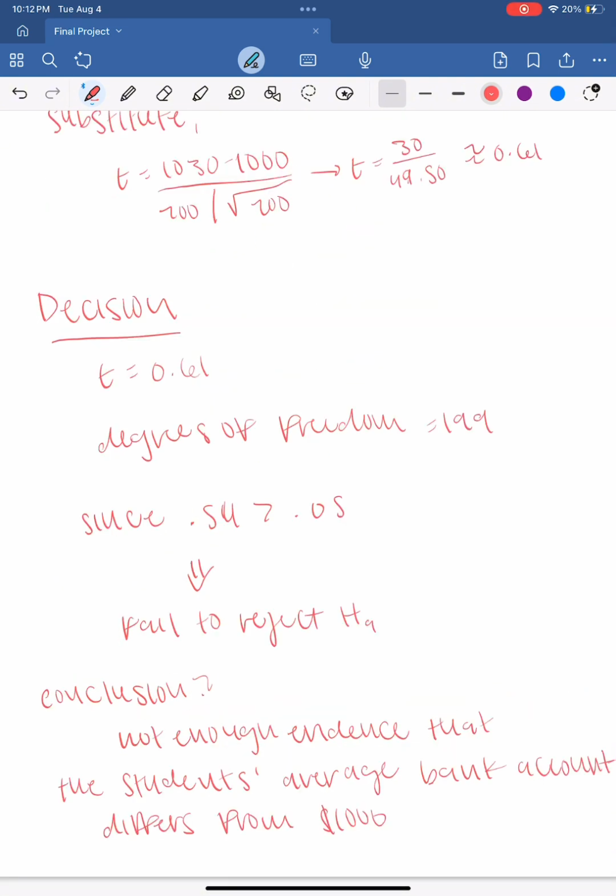For a left-tailed test with a significance level of 0.01, the critical value is negative 2.326. Our test statistic is negative 0.604. Since negative 0.604 is greater than negative 2.326, it does not fall into the rejection region. Because of this, we fail to reject the null hypothesis.